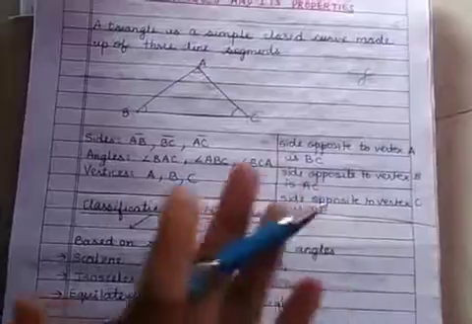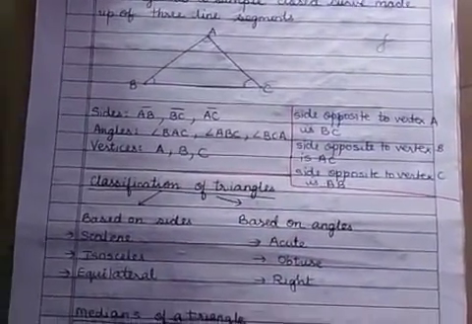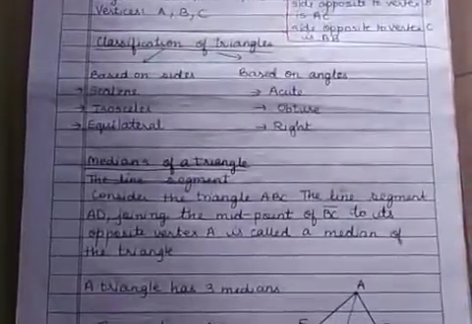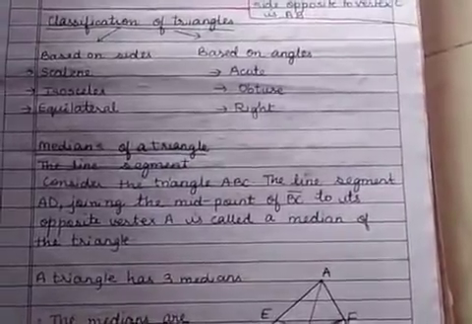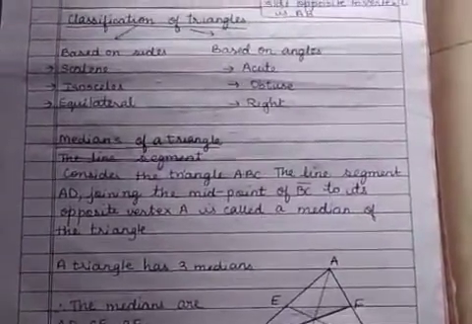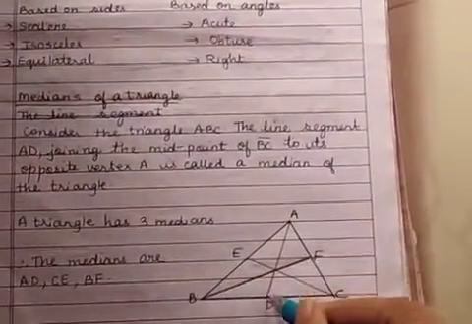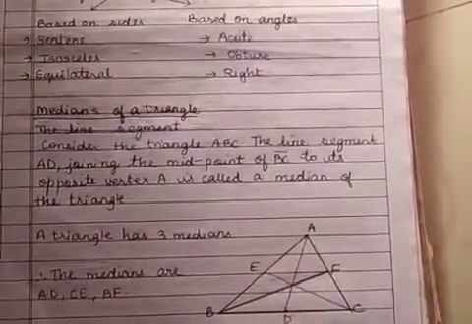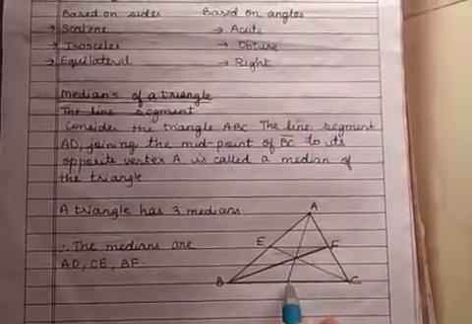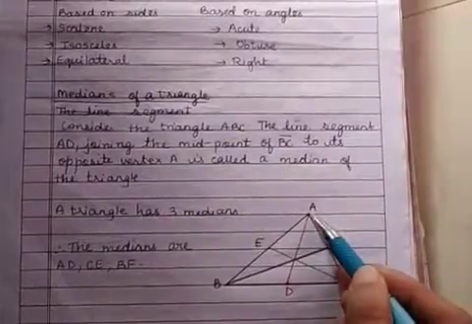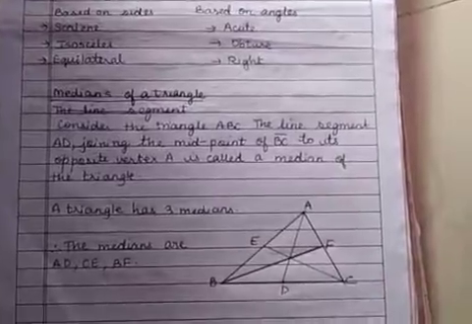Now, based on the triangles, there are different concepts that you can learn. One of them is the median of a triangle. What is a median of a triangle? Median of a triangle is a line segment which is drawn from one of the vertices to the opposite side, such that it is drawn to the midpoint of the opposite side. So what is a median? It is a line segment which is drawn from the vertex to the midpoint of the opposite side.